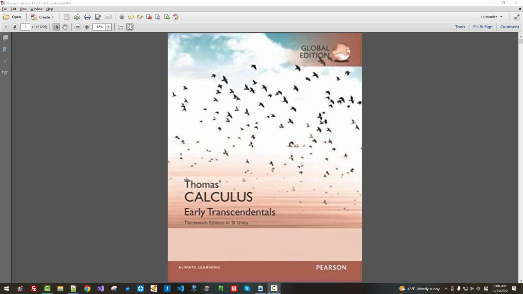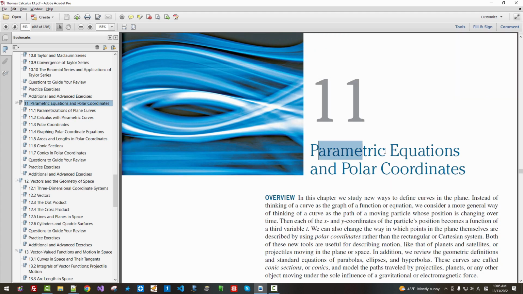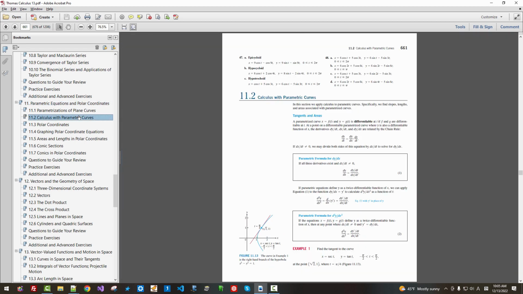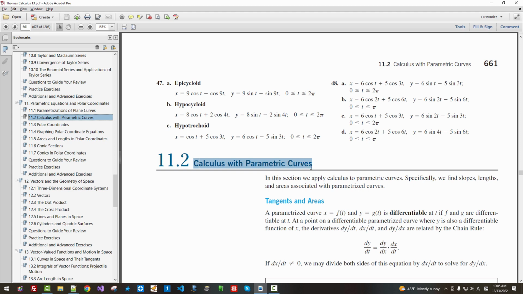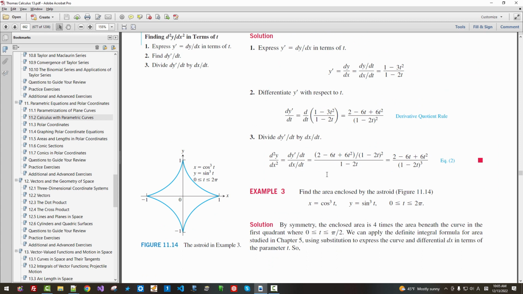This book is Thomas's Calculus, 13th edition. From this file, you can find Chapter 11, Parametric Equations and Polar Coordinates. In this chapter, Section 2, Calculus with Parametric Curves. If you scroll down, you can learn how to evaluate derivatives and integrals when using parametric curves.